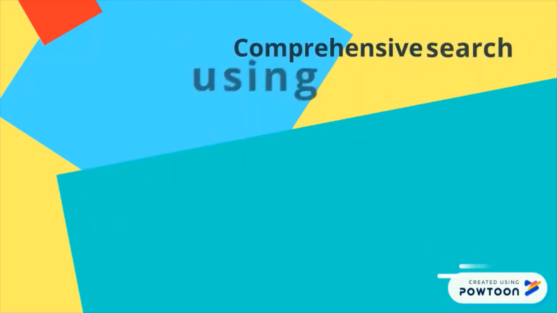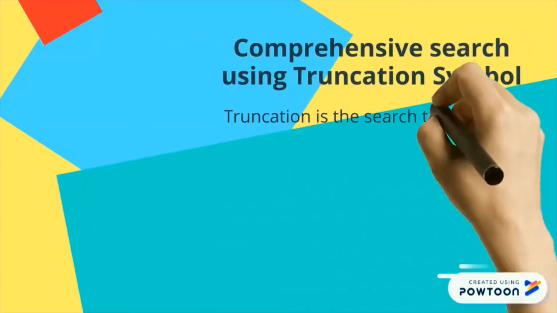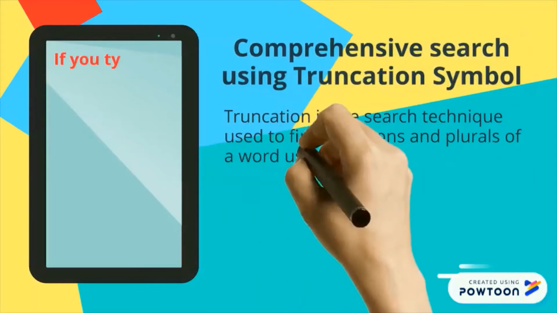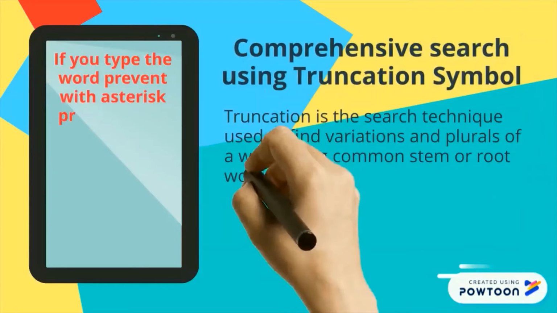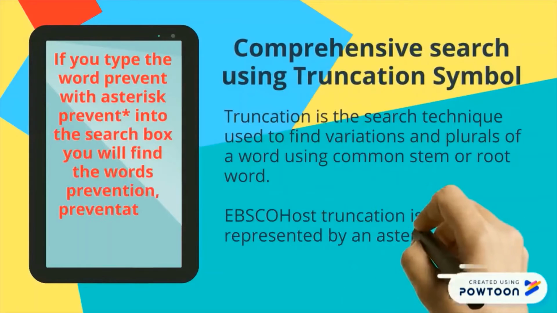Comprehensive search using the truncation symbol. Truncation is a search technique used to find variations and plurals of a word using a common stem or root word. EBSCOhost truncation is represented by an asterisk. If you type the word prevent with an asterisk into the search box, you will find the words prevention, preventative, and preventable.